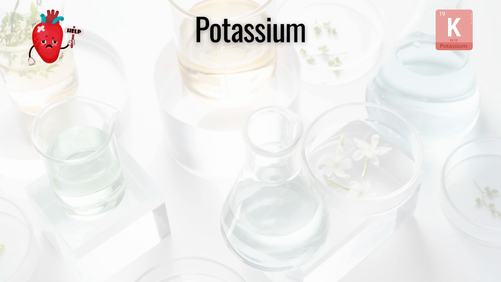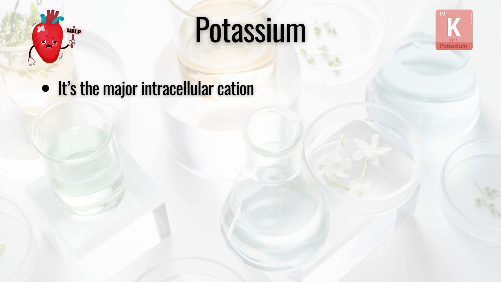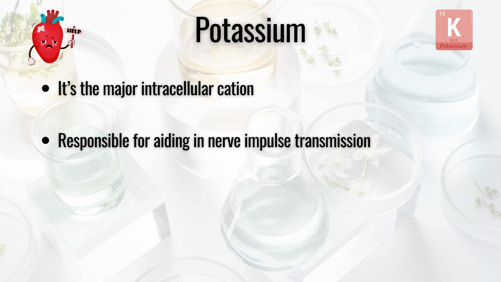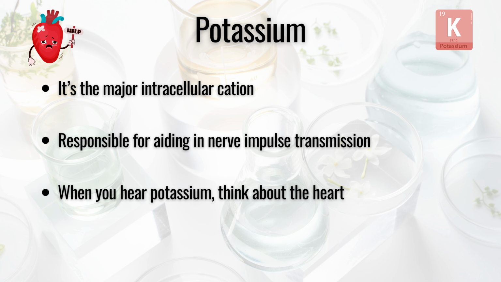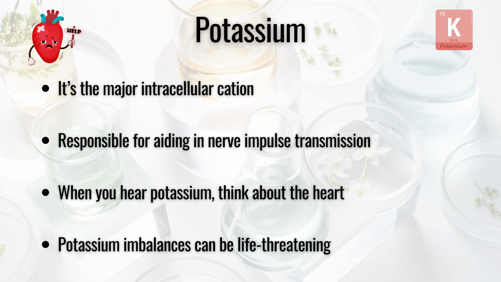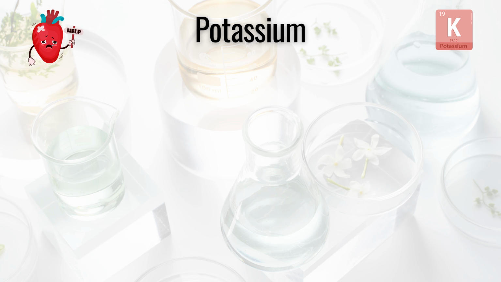The next electrolyte in the BMP is potassium. Potassium is the major intracellular cation that is responsible for aiding in nerve impulse transmission in the heart and muscles. Like sodium, changes in potassium affect the entire body, but when you think about potassium, think first about the heart. Drastic changes in serum potassium levels are going to primarily manifest in the heart, making a potassium imbalance potentially life-threatening.